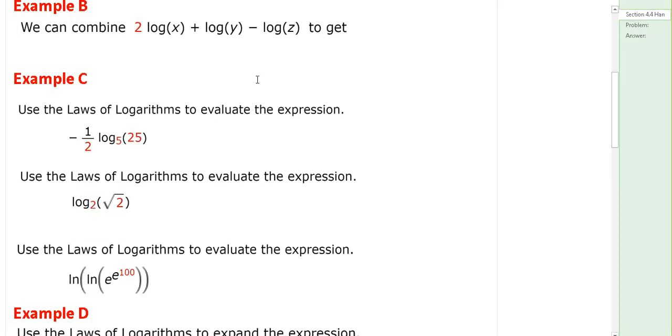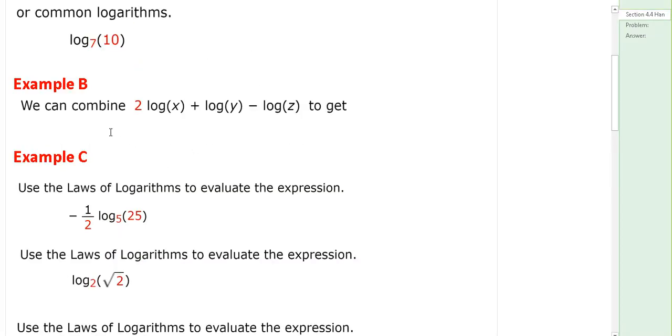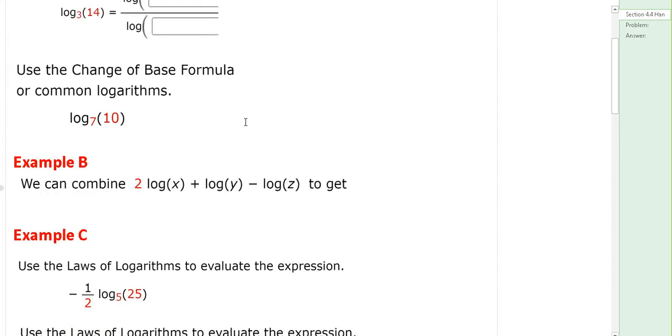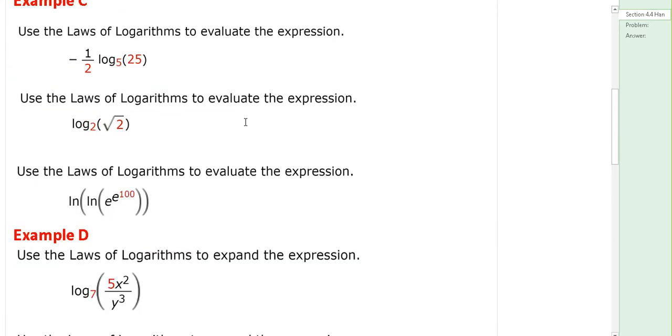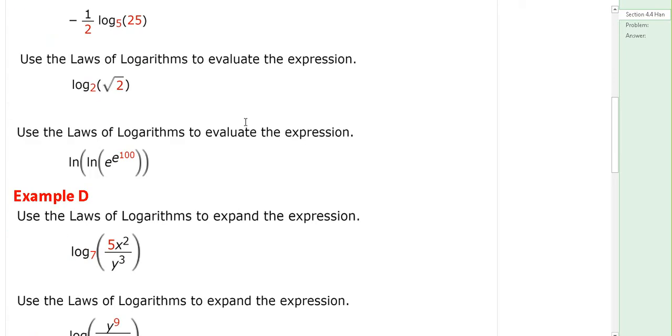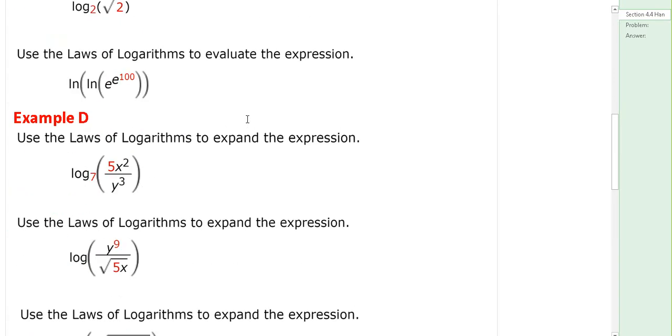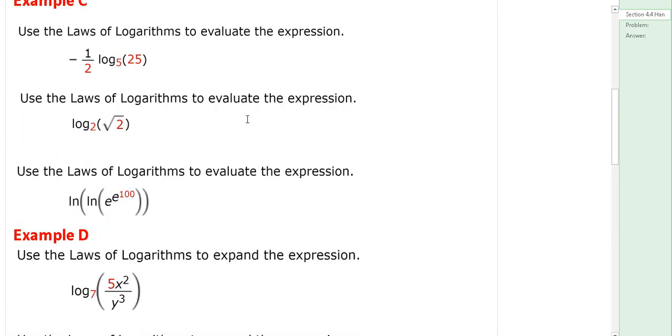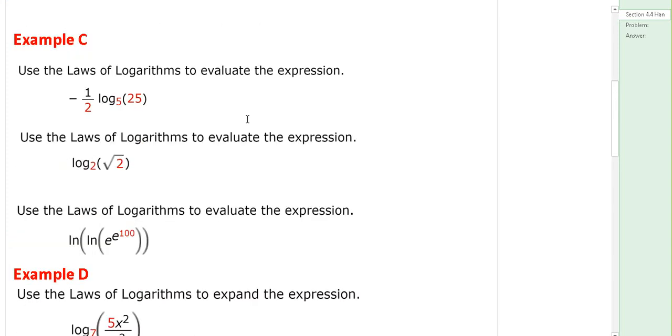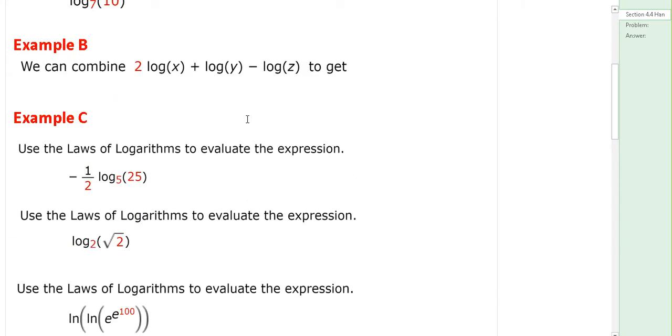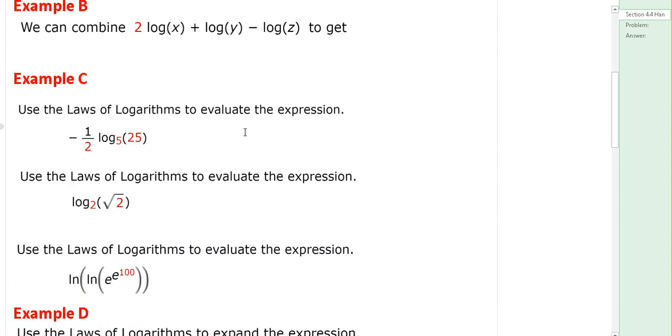Let's go back to this one. Let's combine some of these expressions to write it with one logarithmic term, and then we'll go the other way as well and expand our logarithms. There's a couple ways you can do these, and we'll get around to example B in a little bit. But let's start out with example C. It says use the laws of logarithms to evaluate the expression.